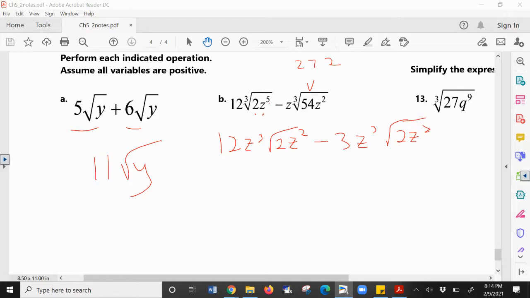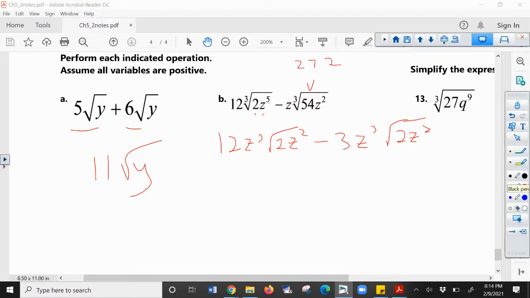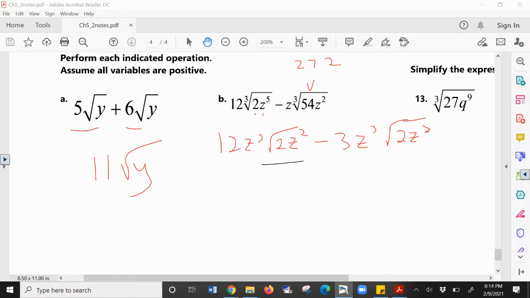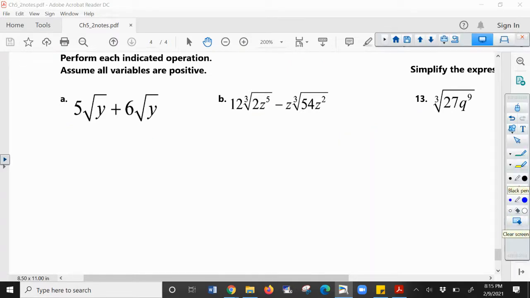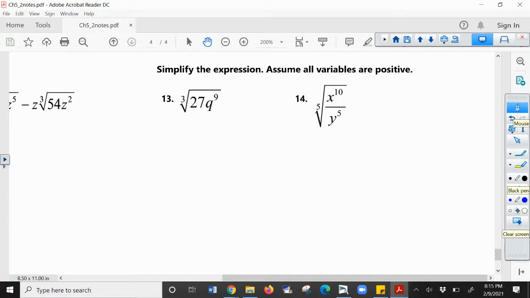So obviously now we have the same things. They might not look good to you, but we've got the third root of that thing and the third root of that thing. So it's 12 of those things minus 3 of those things. So we're going to have 9z cubed, or 9z. Is that right? Is it the 9z cubed, or is it 9? Yeah, it's 9z on the outside and the cube root of 2z squared on the inside. Here's our final answer. But we had to manipulate it before we could get them to combine. And last 2, you can try these if you want.